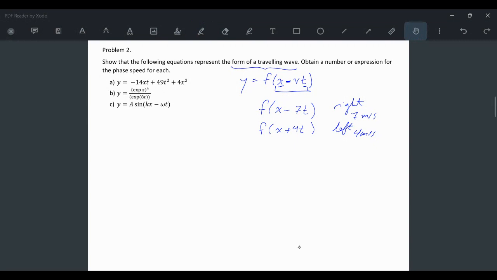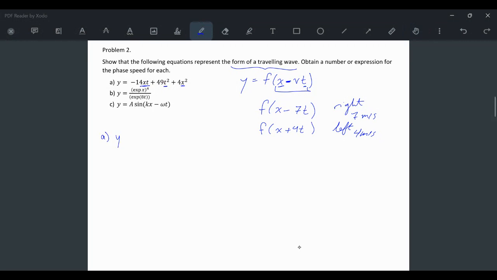So the whole point of this question, we're given 3 equations. We want to work with the functions and simplify them and manipulate them so that we arrive at something that has x minus vt sandwiched in there somewhere. So a is a quadratic. We have a term for x squared, a term for t squared, and a cross term that has both x and t.